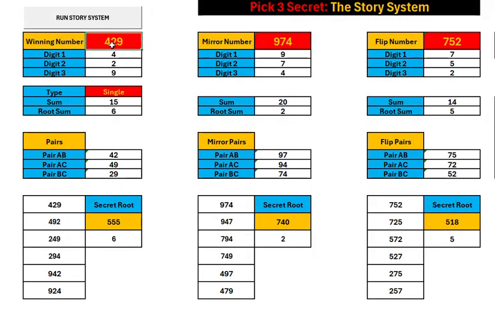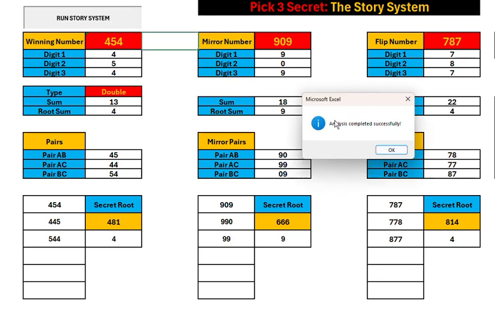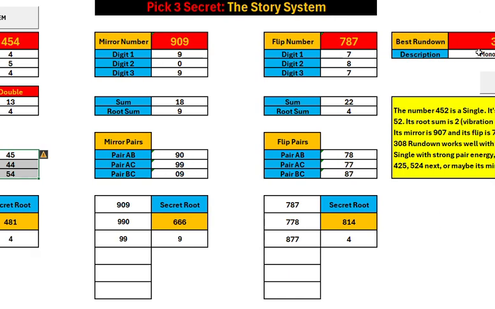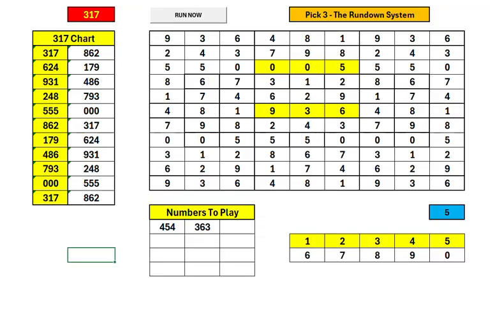Let's go here, put 454. Okay, there it is. So the analysis is completed successfully. Now it gives us the full digits, the three different ways this number has come up. Here's the root, the secret root number. It has four roots. And here are the pairs, and the same thing here. You can't really see it on the video, but in the rundown, if you see the three, it says the best rundown for this is 369. So we're going to test this out with a 369.